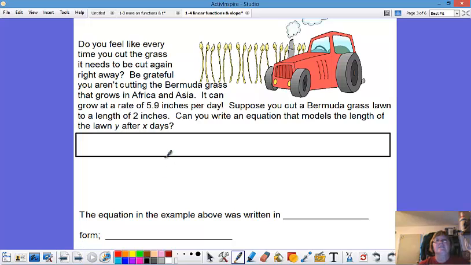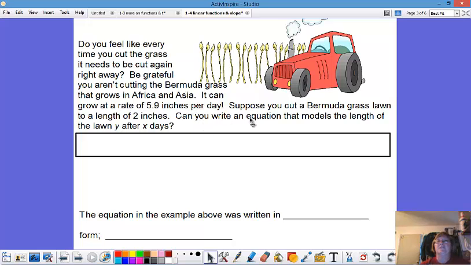When I found this problem, I got to tell you, I was truly amazed. It's about cutting the grass, and we do that a lot in the summer, and we've had a lot of rain lately, so probably many of us have been cutting grass quite frequently. But it says, do you feel like every time you cut the grass it needs to be cut again right away? Then it says, be grateful that you aren't cutting the Bermuda grass that grows in Africa and Asia. And get this, folks, it can grow at a rate of 5.9 inches per day. That's 6 inches a day, just about.